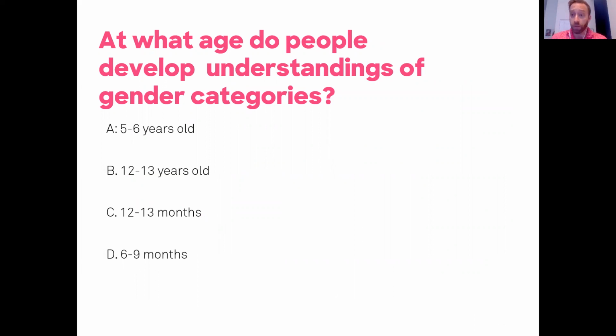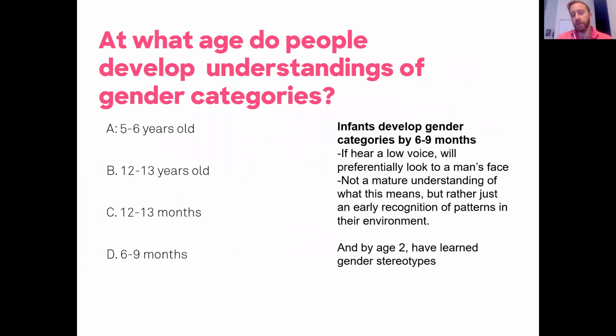So here's a little game we can play together. If you want to, maybe try to answer to yourself before I reveal the answer. So at what age do people develop understandings of gender categories? Maybe think to yourself, which one is it? And you might be surprised to know that it's actually between 6 to 9 months. So if they hear a low voice, they would preferentially look to a man's face. But it's important to recognize that this is not a mature understanding of what this means, but rather just an early recognition of patterns in their environment, right?